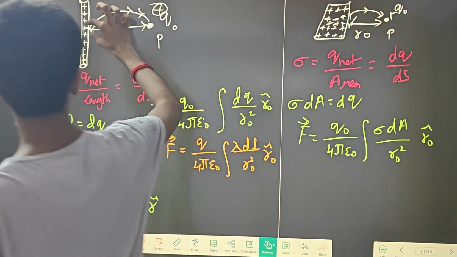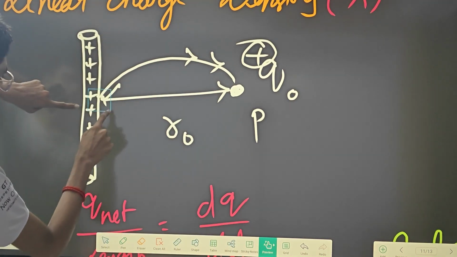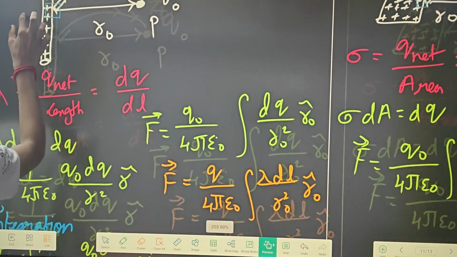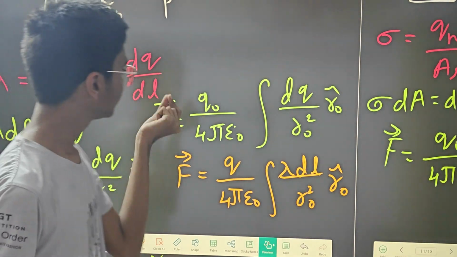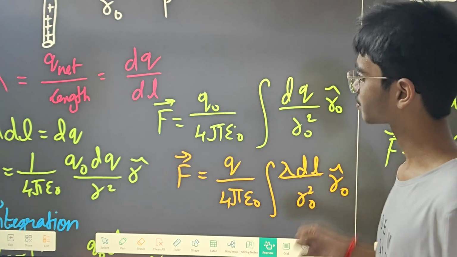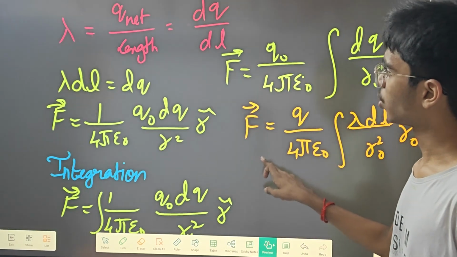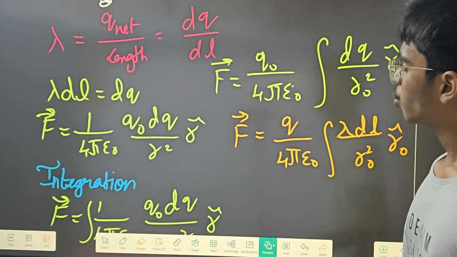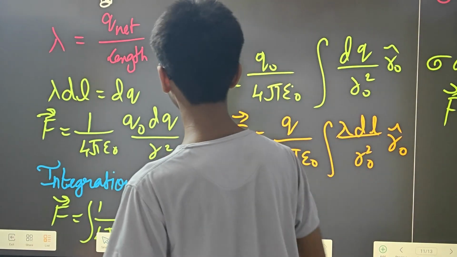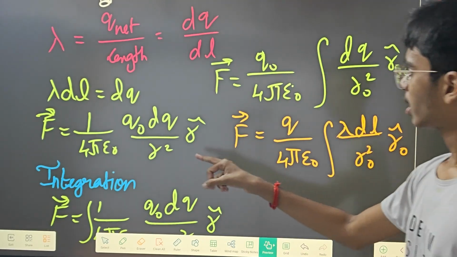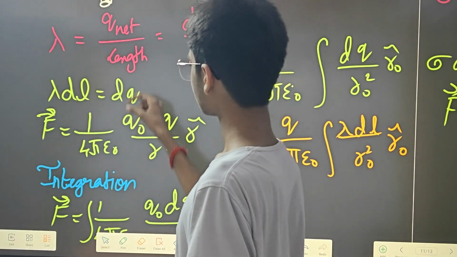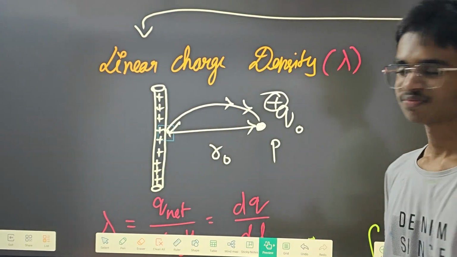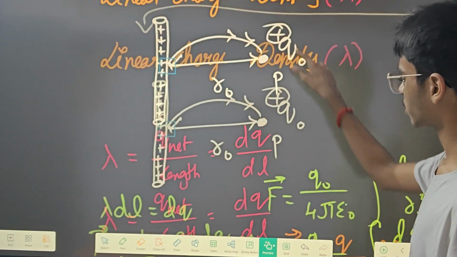Here I have taken only one small cross section, so the charge will also be very small. That is why I have represented it with dq by dl, so dq equals lambda dl. With this, we have the force formula, which is 1 by 4 pi epsilon naught into q naught into dq over r squared, where dq represents the wire's charge and q naught represents this unit positive charge.